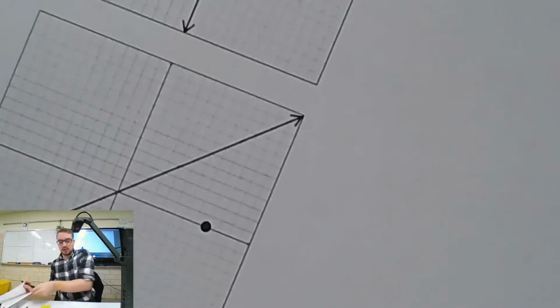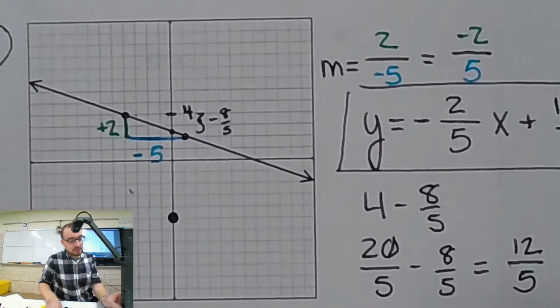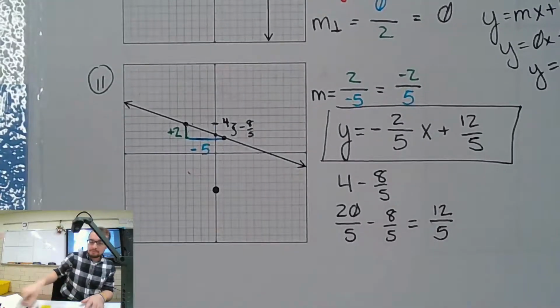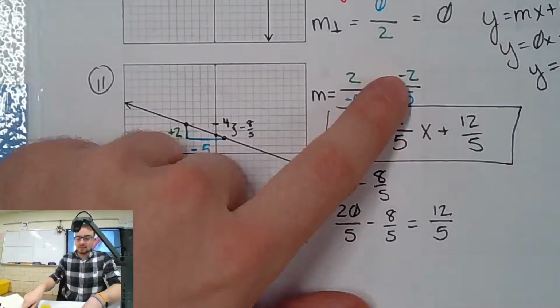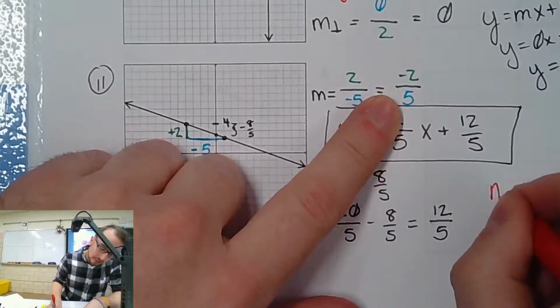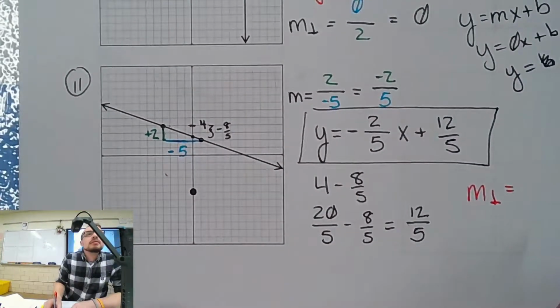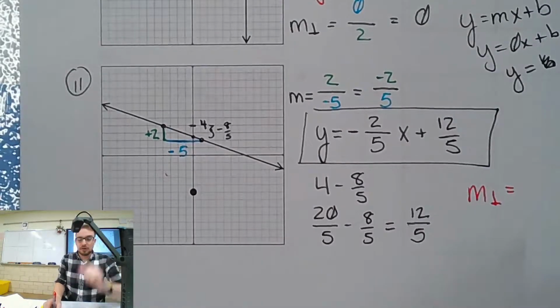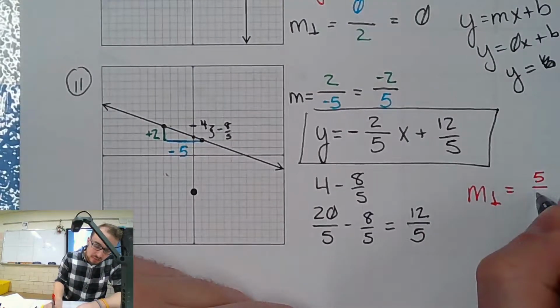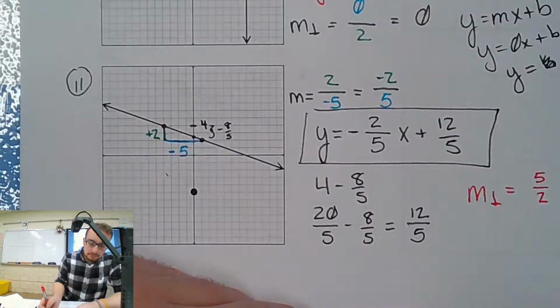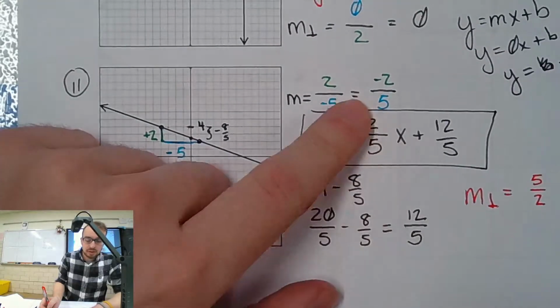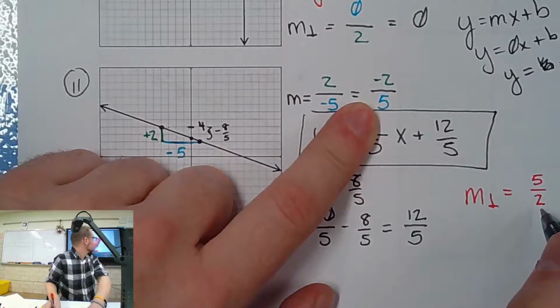Oh, you're right. We didn't finish 11. I knew it felt like we got done early. All right, number 11. Back to it. We have to find the line that's perpendicular to it. So if our original slope was negative 2 fifths, what's our perpendicular slope going to be? We flip and change the sign. Flip it first. 5 halves. Is it going to be positive or negative? Positive. We were negative. We made it positive. Flip and change the sign.